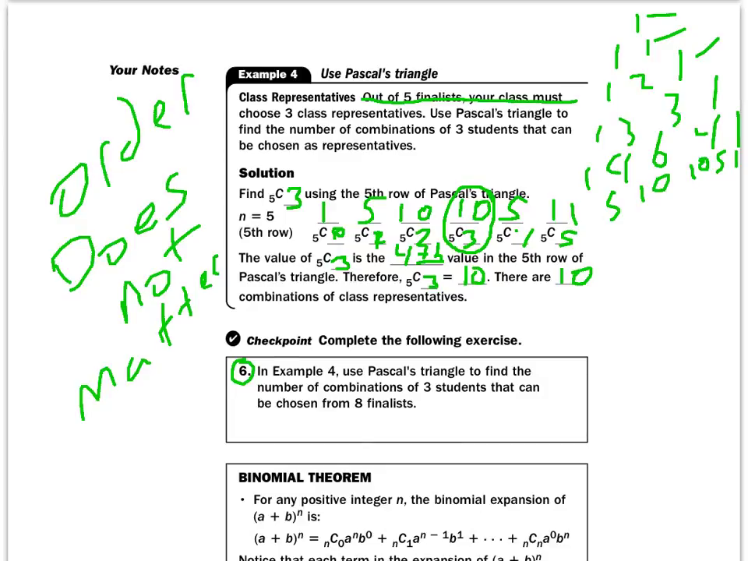All right, hopefully you paused that. Welcome back. I hope when you used Pascal's triangle to find the number of combinations of 3 students that can be chosen from 8 finalists, that's 8 choose 3, you all got 56. And maybe you used your calculator and maybe you used Pascal's triangle. Probably doesn't matter a whole lot.